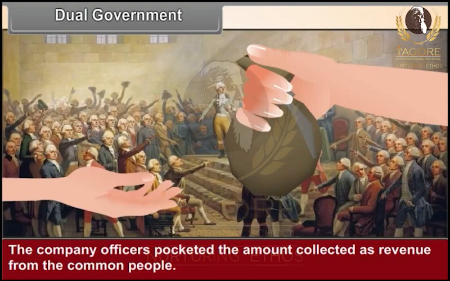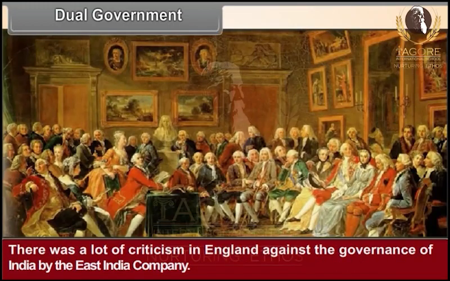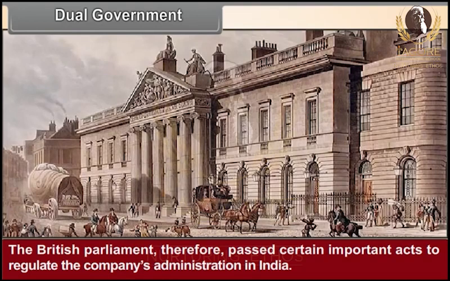Many British merchants were envious of the East India Company as it had been granted the monopoly of trade with India. There was a lot of criticism in England against the governance of India by the East India Company. The British Parliament, therefore, passed certain important acts to regulate the company's administration in India.